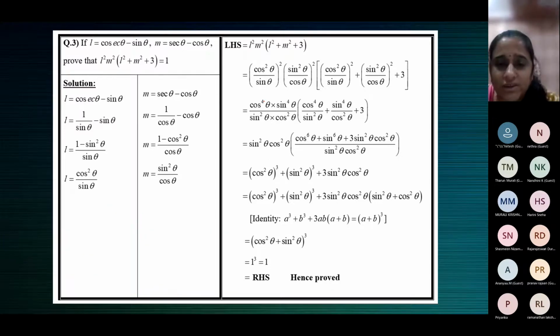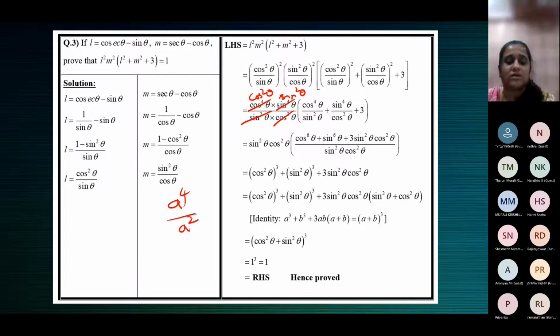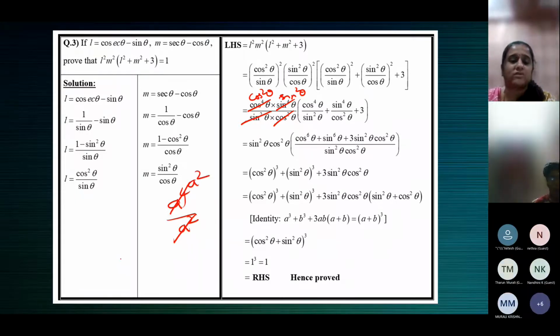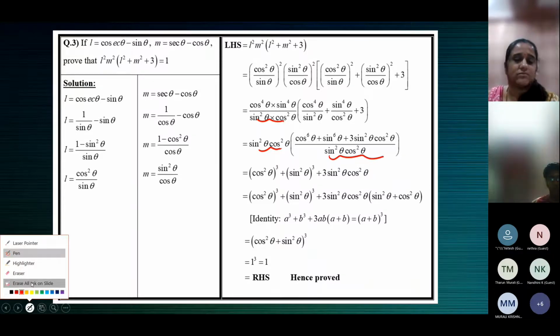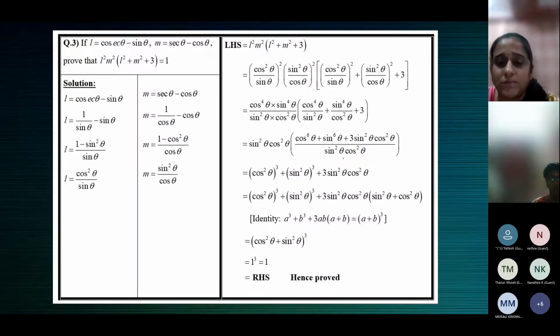And here what happens, you can cancel, no? See, this is cos square theta, so here it will be cos square theta. And then the sine square theta and this one, so here you will be left with sine square theta. Like you simplify a to the power 4 and a square and there's one a square left here. So after simplifying, you get this. Here we have taken up the common denominator.